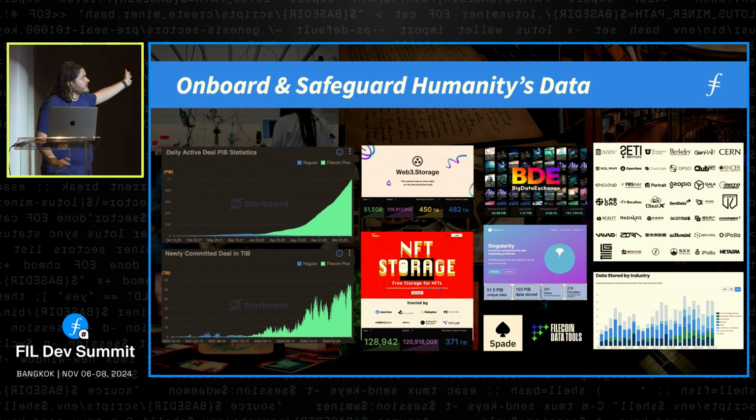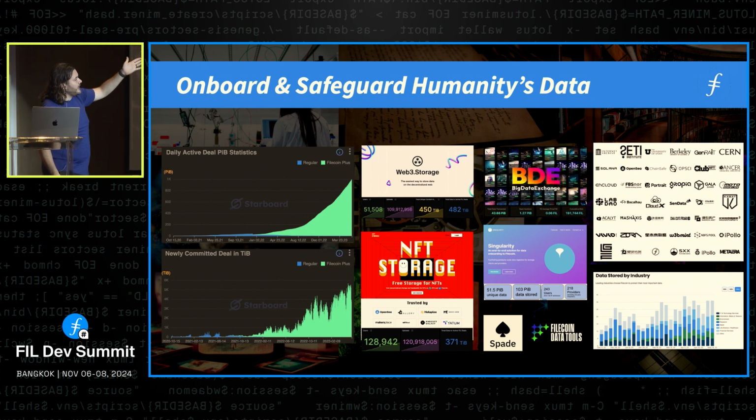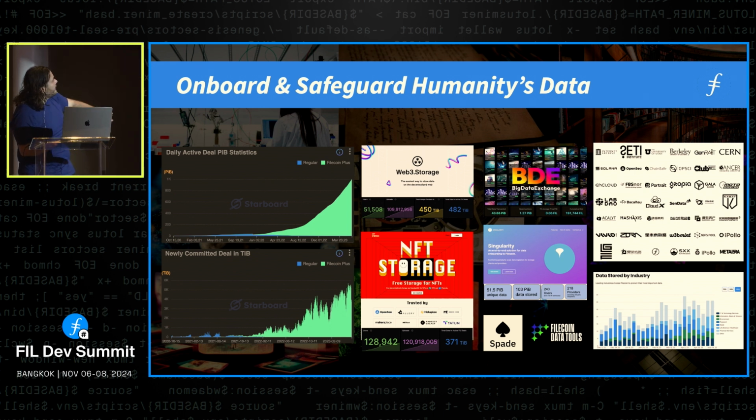I show this slide a lot. It has PMF dashboards in it. It has the Web3.storage PMF dashboard embedded in it, and it shows the actual graph over time. It has the NFT.storage PMF dashboard in it. It has the data stored by industry dashboard that I think is no longer there. That used to be a graph that we had. It's gone now. And this gives you a sense of PMF as well, right?